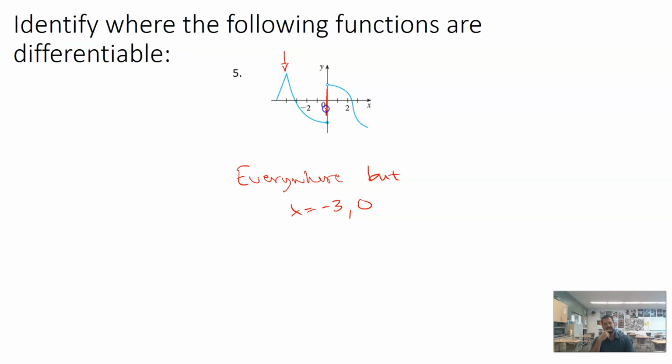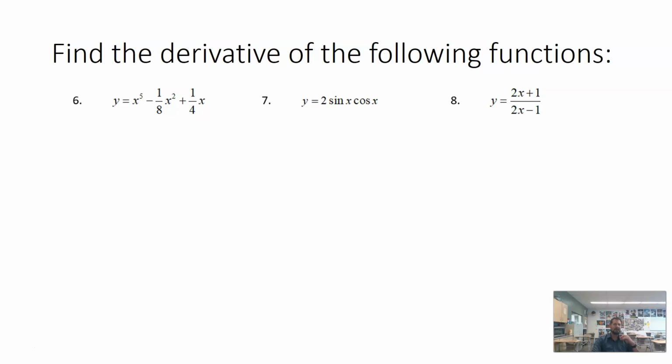And then I've got this jump in the graph right here that means it's not differentiable there either. So those are the two places where this function is not differentiable. So I say everywhere but those two places, I can take the derivative everywhere else, find the slope of the tangent line, no problem. Okay? Now the next section of the test really just has us finding the derivatives.